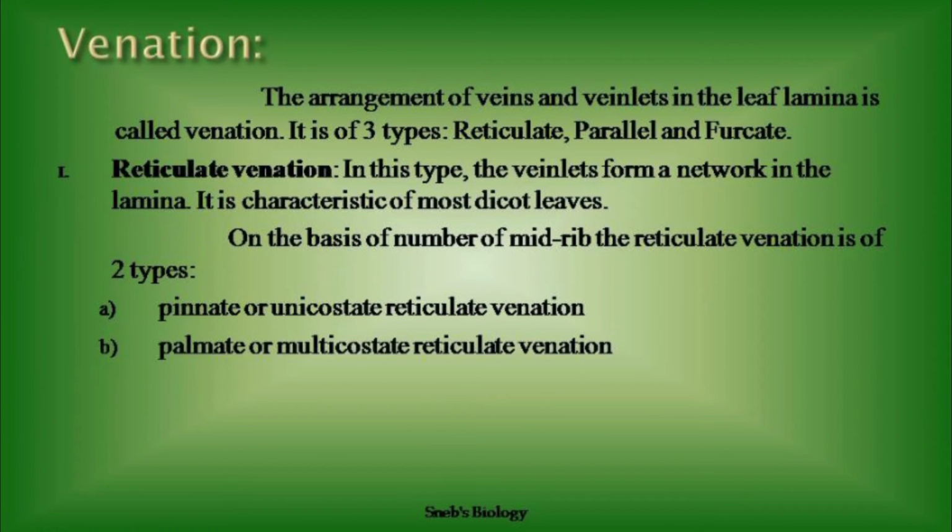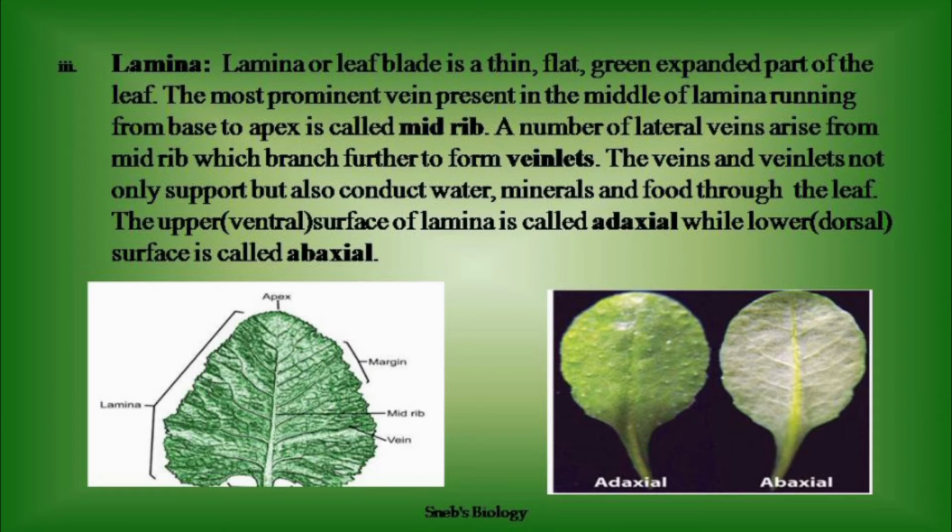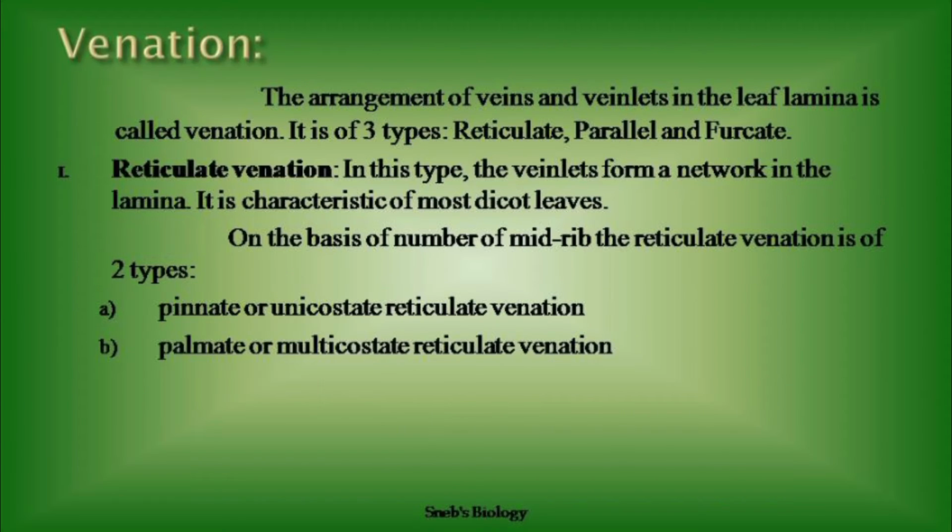Next is venation of lamina. As you know, a leaf consists of veins and veinlets. So venation is the arrangement of the veins and veinlets in the lamina. These veins are nothing but the vascular tissue, that is xylem and phloem, which transport food, water and minerals and also provide skeletal support to the flattened lamina.